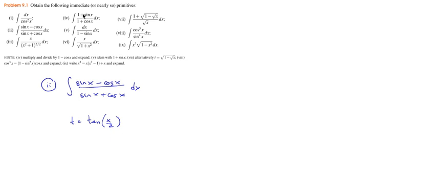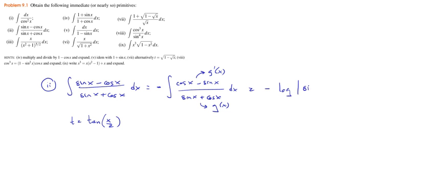But in this case, they tell us that this is almost an immediate integral. If you look closely, you see that the derivative of the sine is the cosine, and the derivative of the cosine is minus the sine. So you can rearrange this and say this is minus, and then we have cosine minus sine divided by sine plus cosine. Now this is what we call g prime, and this is what we call g. So the primitive of this is the logarithm of g. So this is just minus the logarithm of the absolute value of sine of x plus the cosine, plus c.